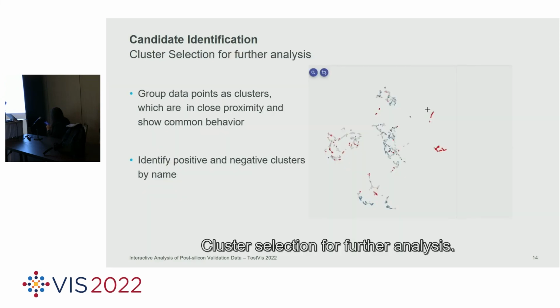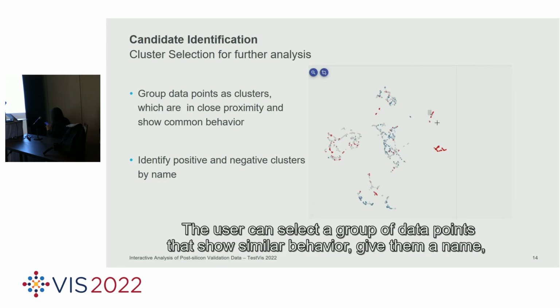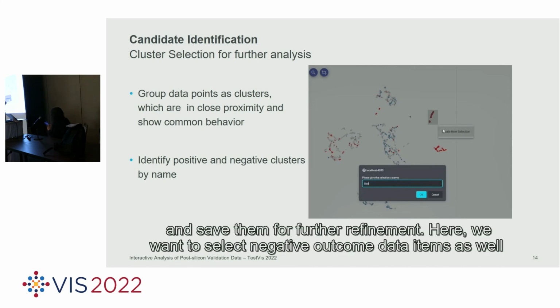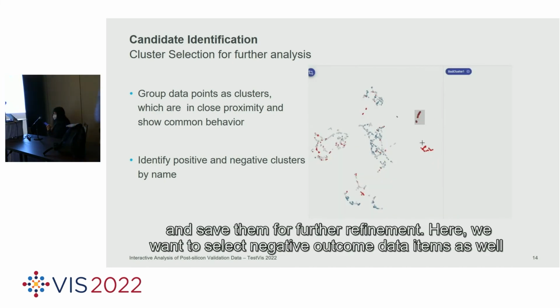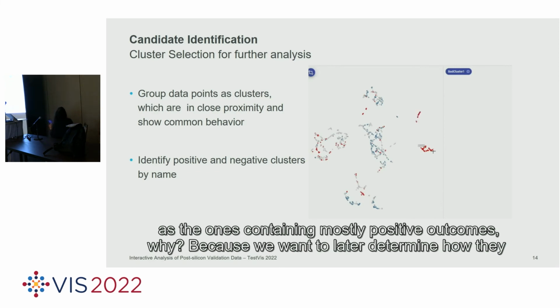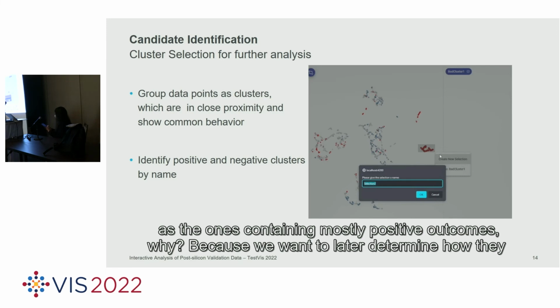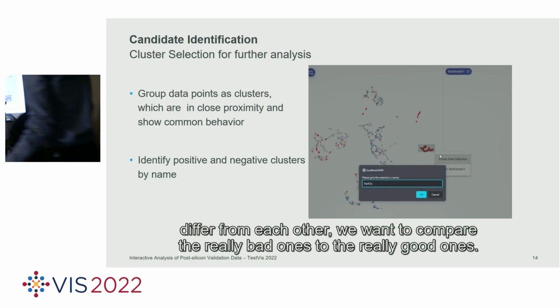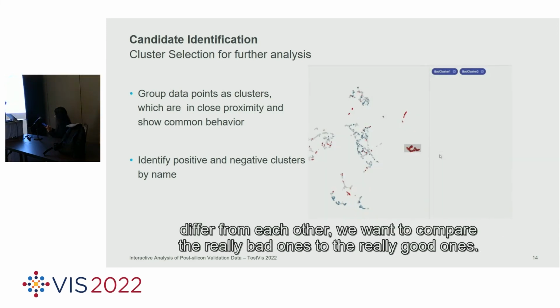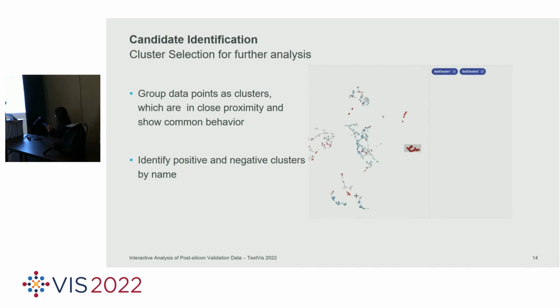Cluster selection for further analysis. The user can select a group of data points that show similar behavior, give them a name, and save them for further refinement. Here, we want to select negative outcome data items as well as ones containing mostly positive outcomes. Why? Because we want to later determine how they differ from each other. We want to compare the really bad ones to the really good ones.